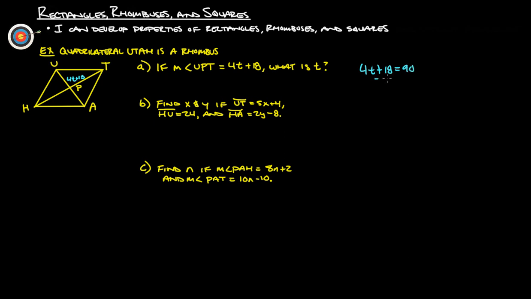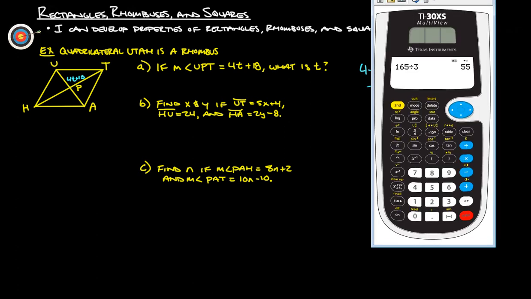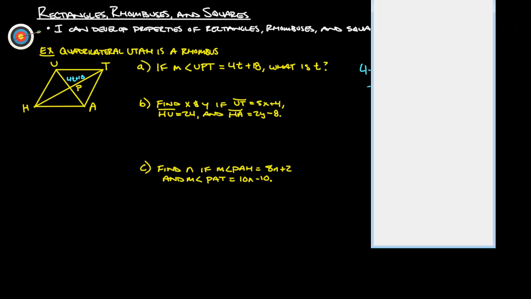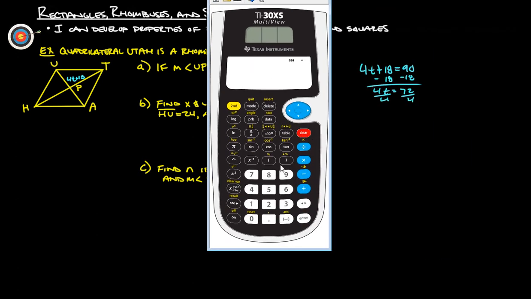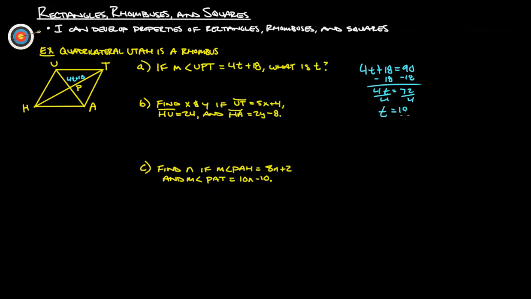So let's solve this for t. Subtract 18 from both sides. 4t equals 72. Divide both sides by 4, and 72 divided by 4 gives us that t is 18. What is t? 18.